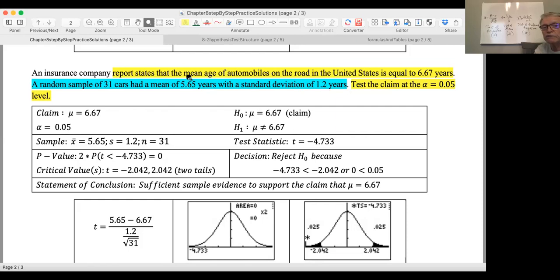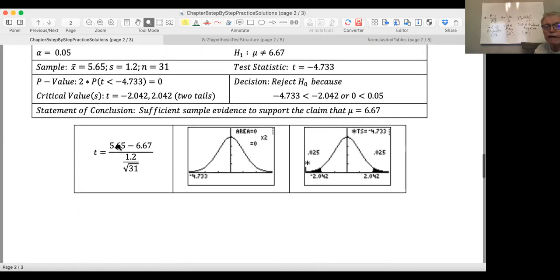We take those three pieces of information along with the assumed value for mu, substitute those in, and we see that we've got X bar, which is 5.65, minus 6.67, which is mu, divided by S, which is 1.2, over the square root of n, which is 31.